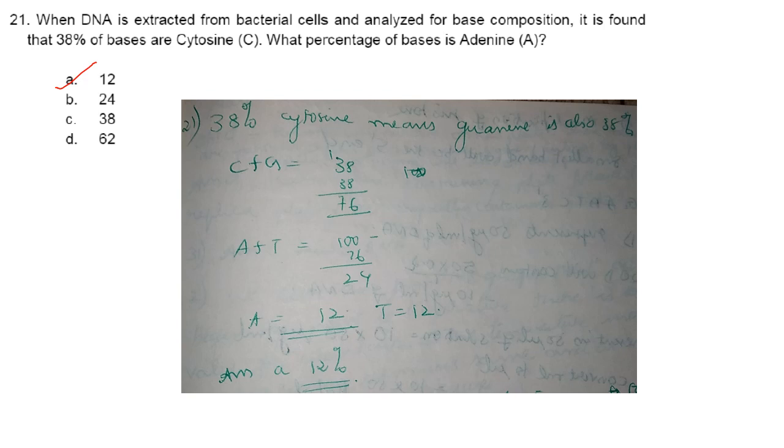Now A plus T is 100 minus 76, that is 24. Now A is equal to 12 and T is equal to 12. So the answer will be 12%. Answer is option A.